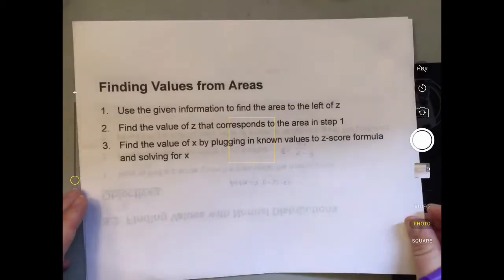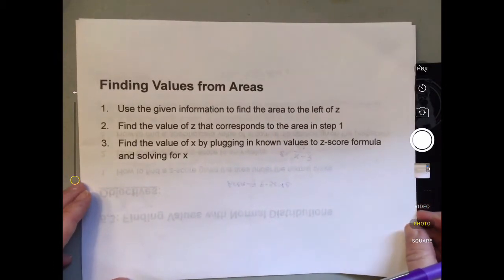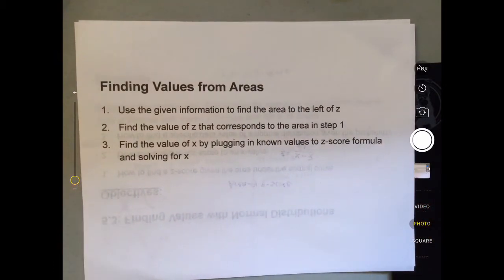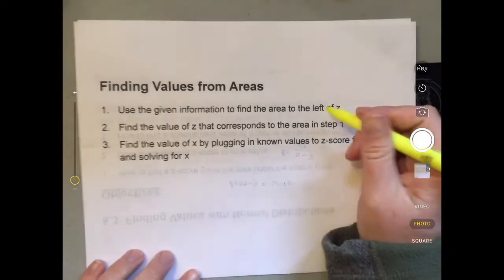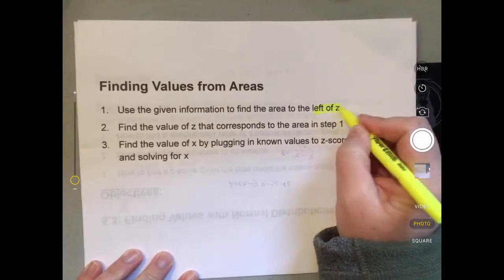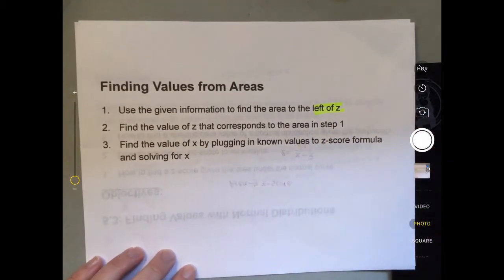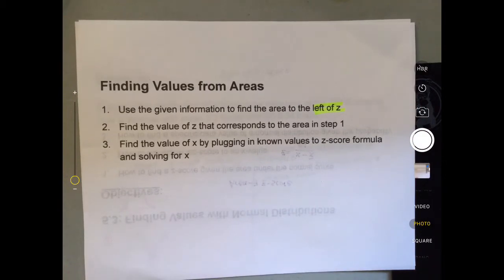The way we're going to do this is we are going to use all the given information to find the area to the left of z. Why do I want to the left? Well, because that's what our z-score chart tells us. And that's actually what our calculator command that we're going to be using today will tell us. Then we're going to find the z-score.